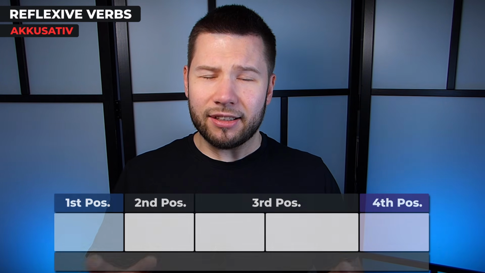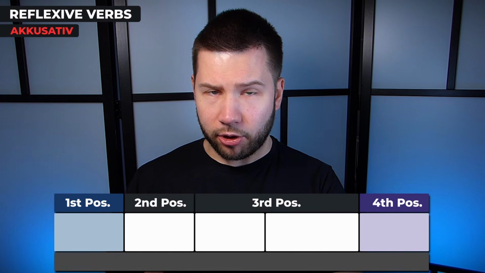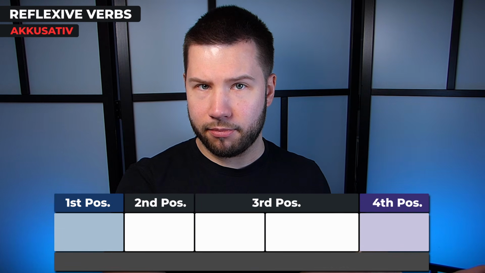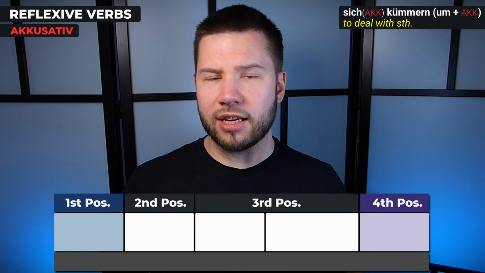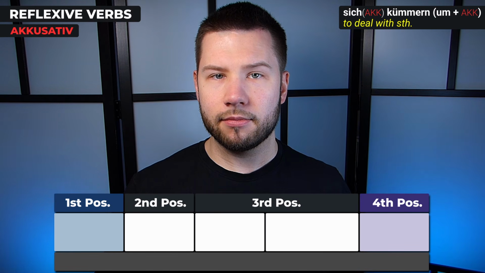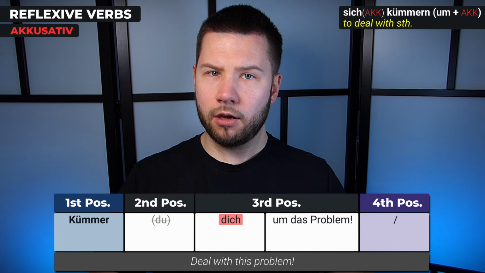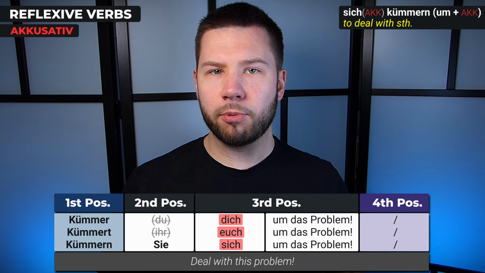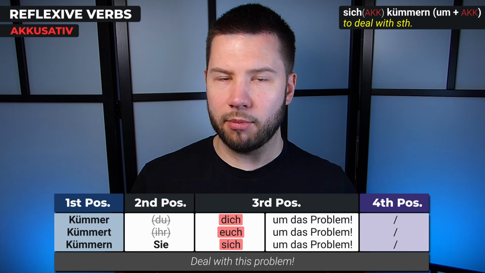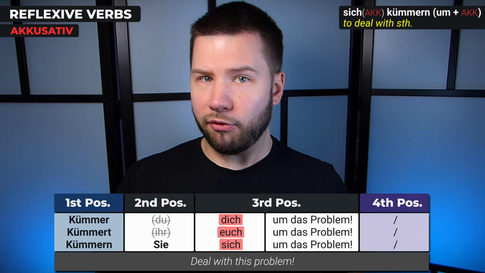The third group are reflexive verbs. If you haven't dealt with them so far, check out this video I've made to get the fundamentals you need to understand this section. Basically, you need to adjust the reflexive pronoun to the imperative form. Let me show you how that works by using the verb sich kümmern in the context of to deal with something. Kümmer dich um das Problem. Kümmert euch um das Problem. Kümmern Sie sich um das Problem. Deal with this problem.